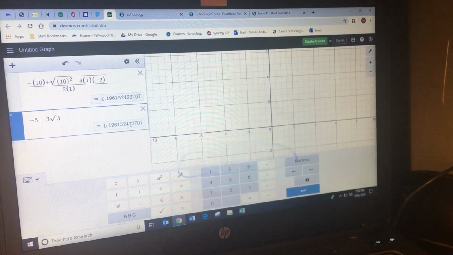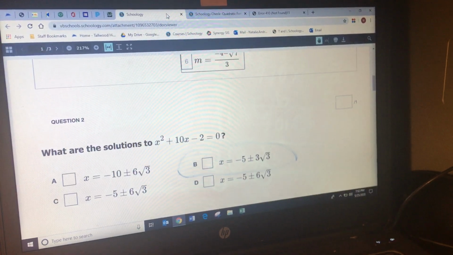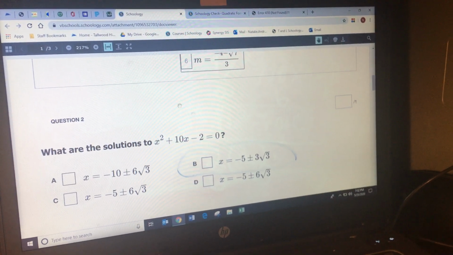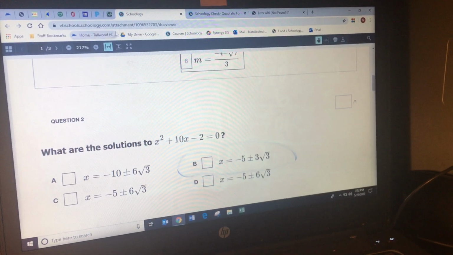See how easy that was? I just guessed and I was right. So guessing is good, but please double check when you guess. Don't just guess, okay? So B was the answer. But let me plug in a wrong one just to show you the difference.